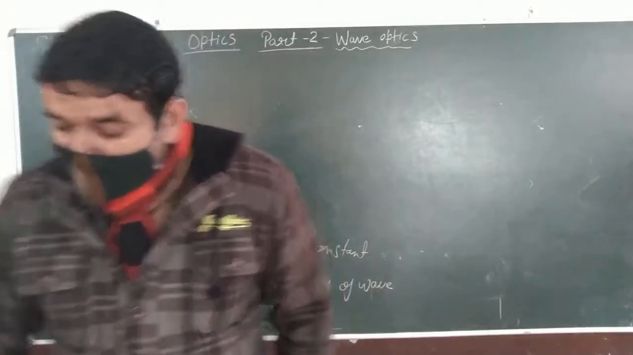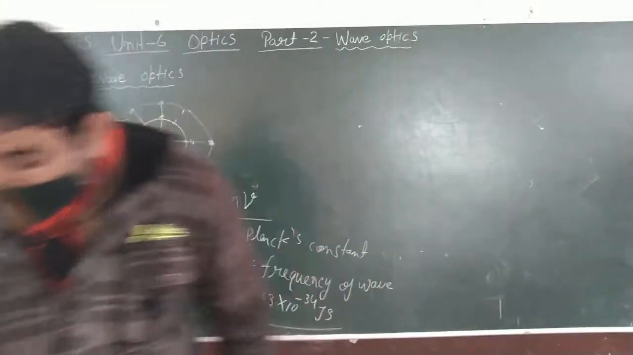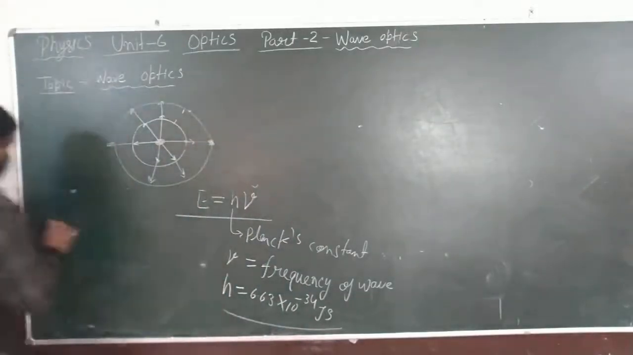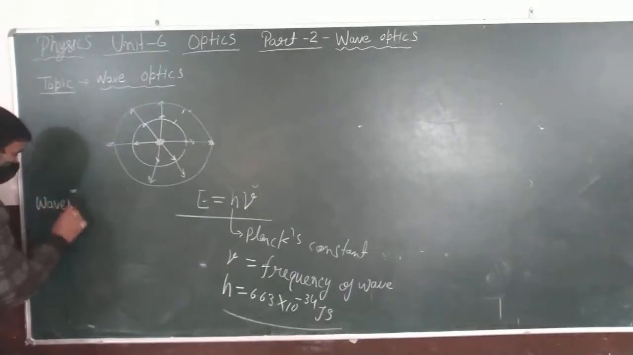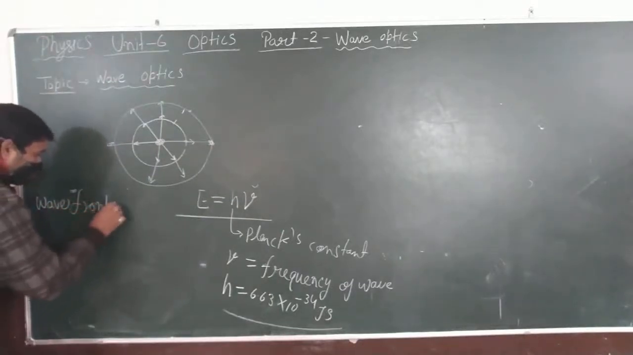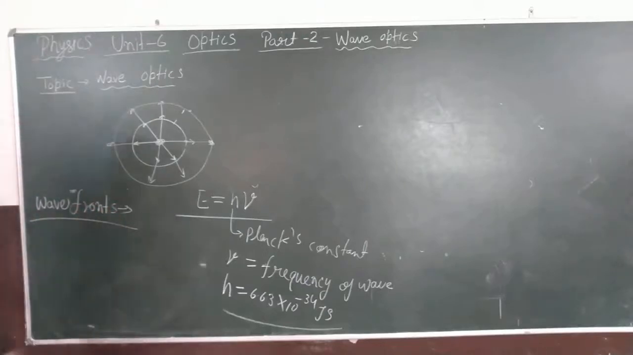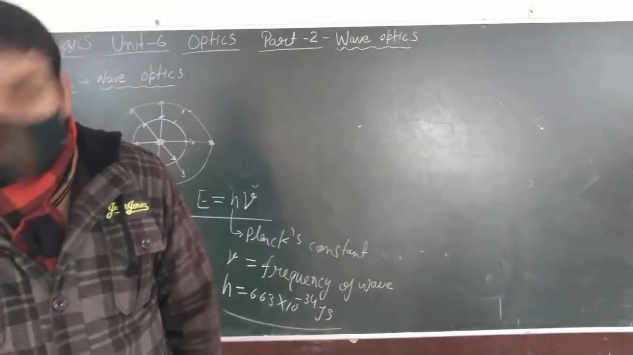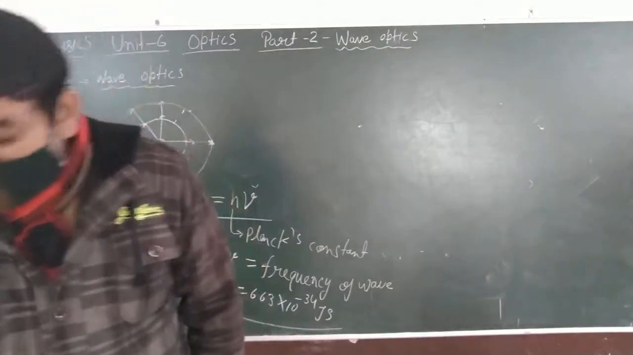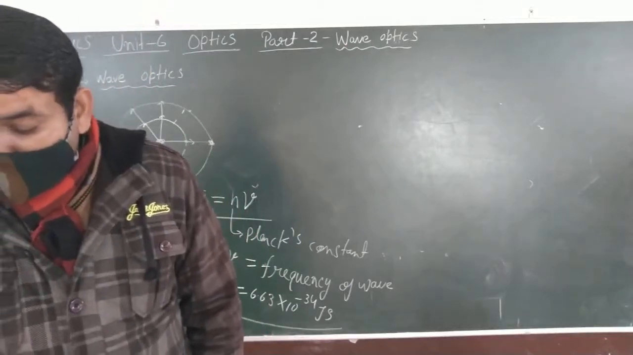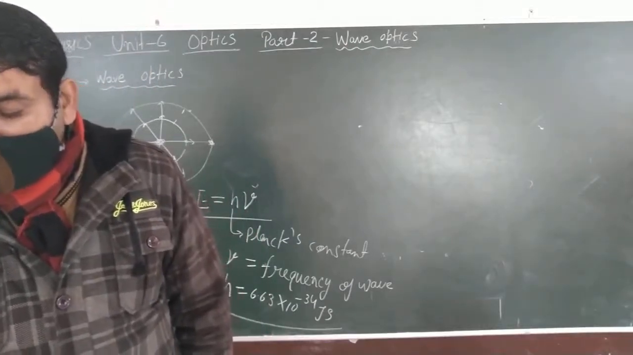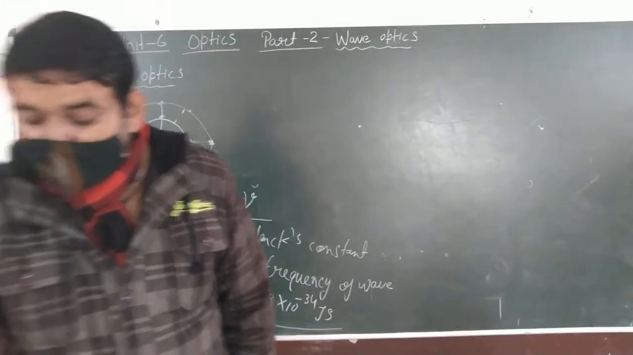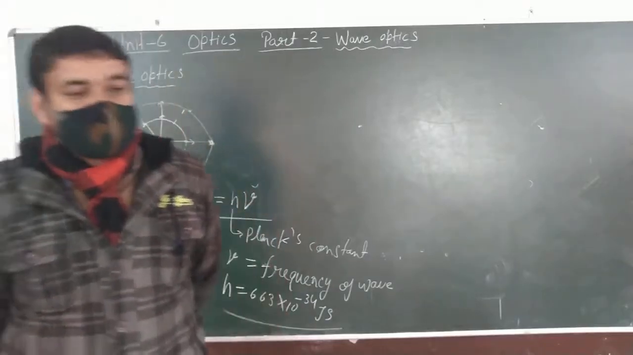Now we continue with wavefronts. What is a wavefront? Write it down. A wavefront is defined as the surface or locus of all points of a medium vibrating in the same phase.